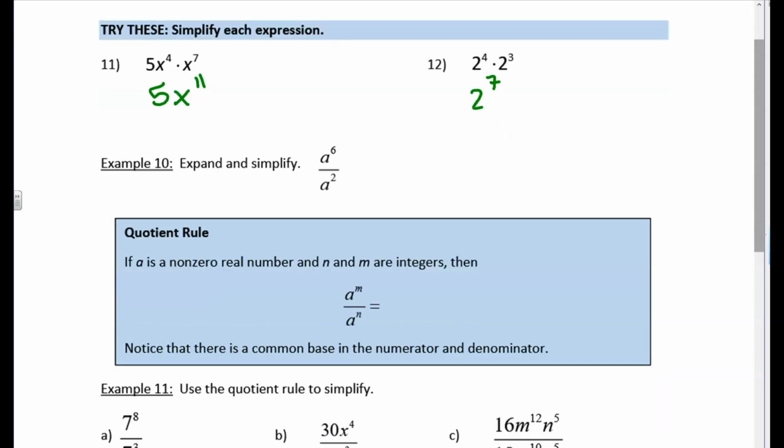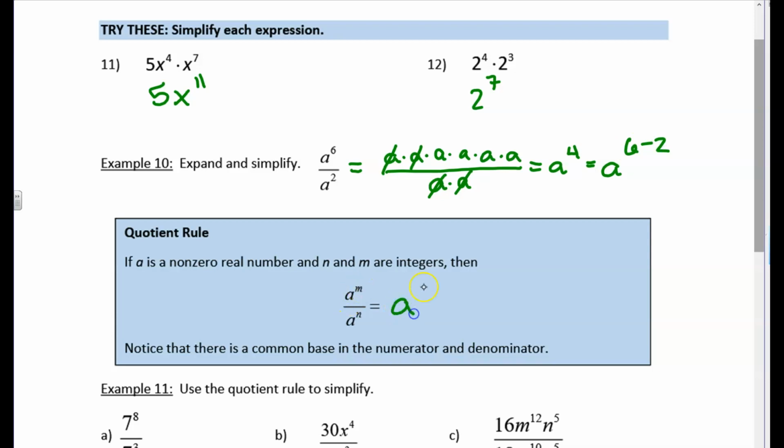When we work those out, we get 5x to the 11th and 2 to the 7th. Now here on example 10, a to the 6 over a squared, that's a times a times a times a times a times a. I got 6 a's over 2 a's, a times a. Well, if you look, we cancel some a's, and I'm left with just a to the 4th. Well, a to the 4th is the same thing as a to the 6 minus 2. So when we divide, we actually subtract our exponents. So a to the m over a to the n is equal to a to the m minus n.